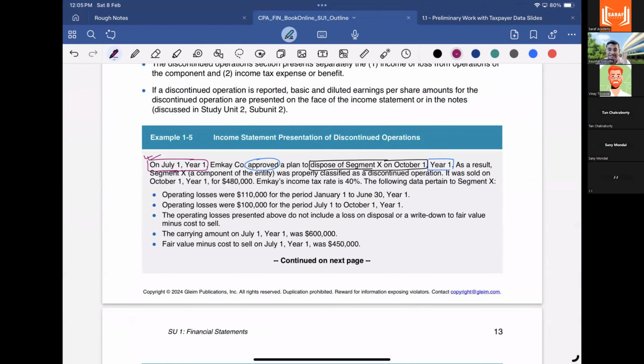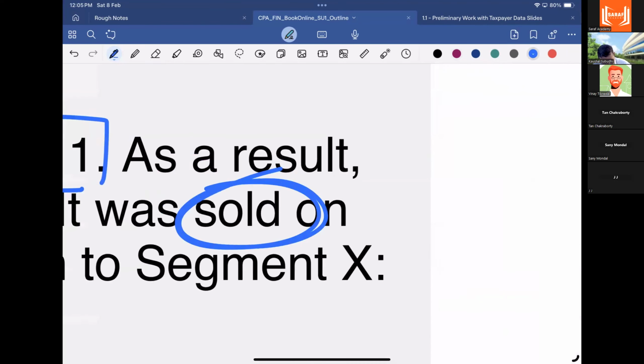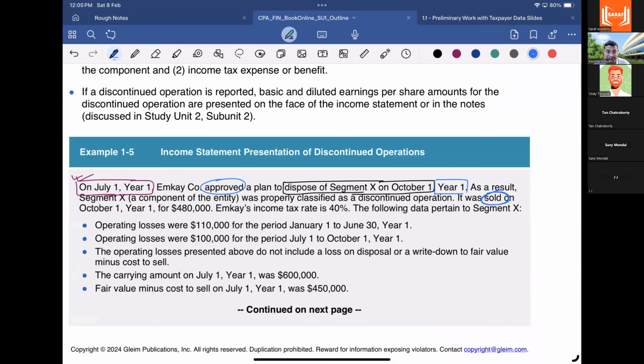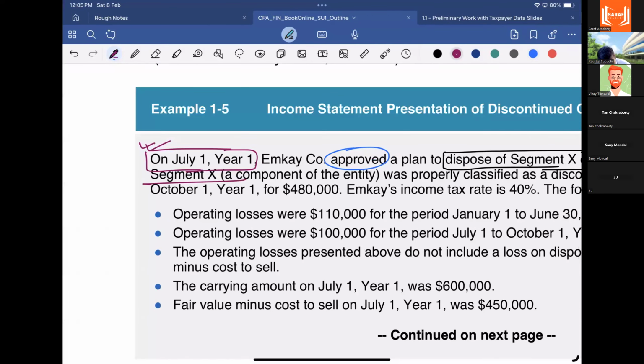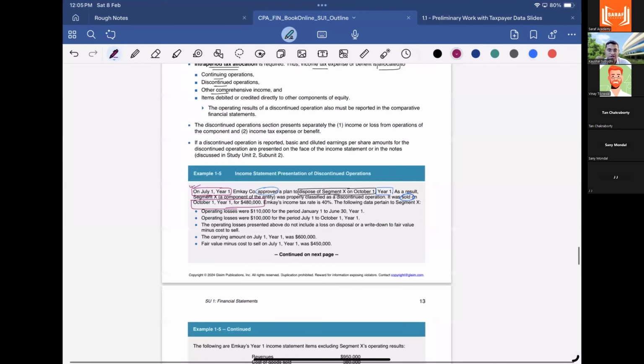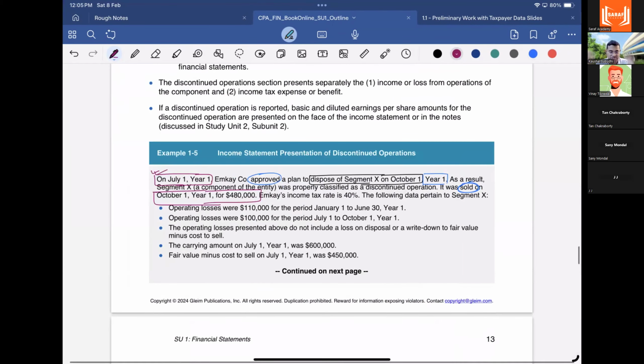As a result, segment X, which is a component of the company or the entity, was properly classified as discontinued operation and it was sold. Once again, they have approved. And the next thing what they have done is that they have actually sold it. That means it was held for sale and they have sold it on October 1st. That was July 1st. Now, this is October 1st, year one, for $480,000. So the tax rate is 40%. That's absolutely okay.